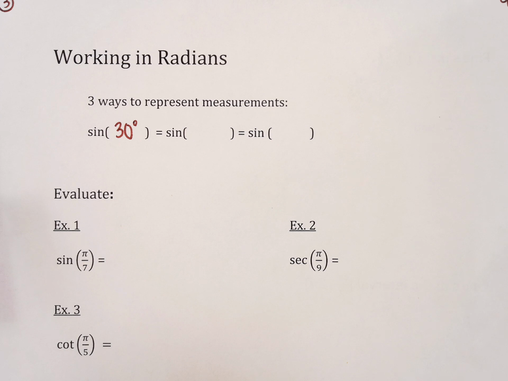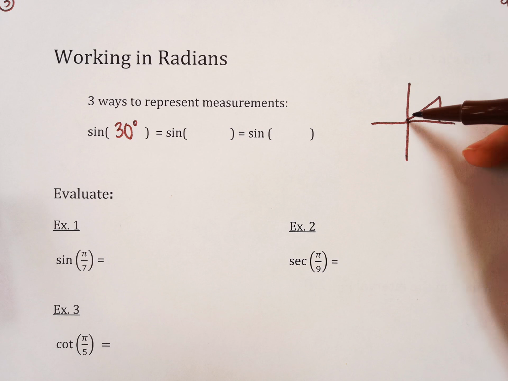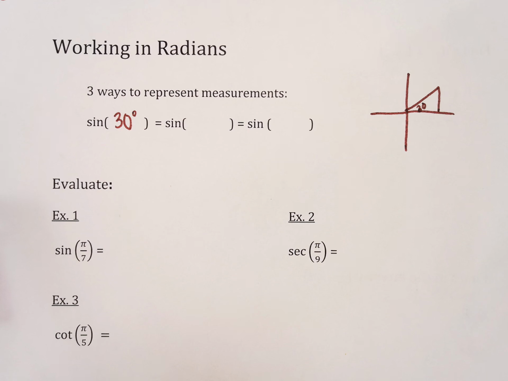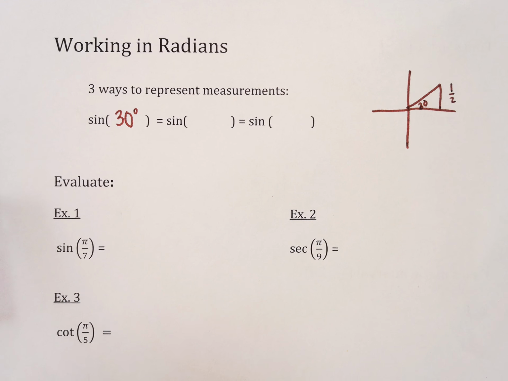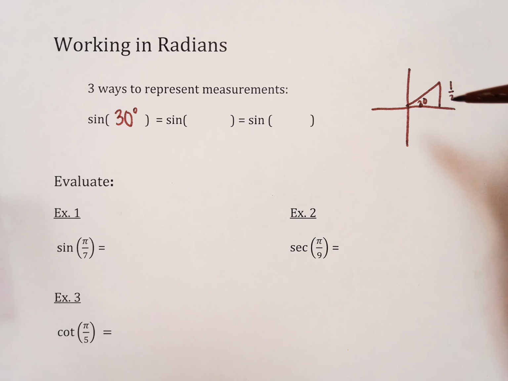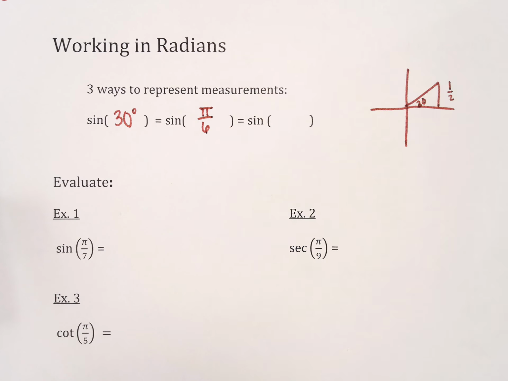One of the ways that we can represent our measurements is in degrees. So I can talk about sine of 30 degrees, which you should have a good idea of what that would be and what that would look like. So 30 degrees would be in quadrant 1, 30-degree reference triangle. My value here would be 1/2. We also know that this also corresponds to pi over 6.